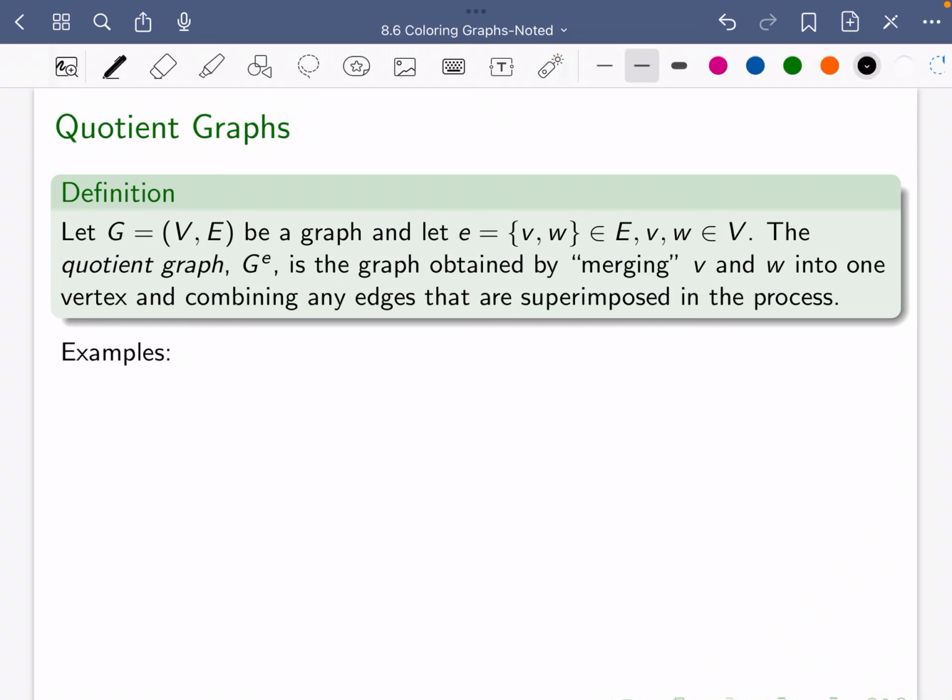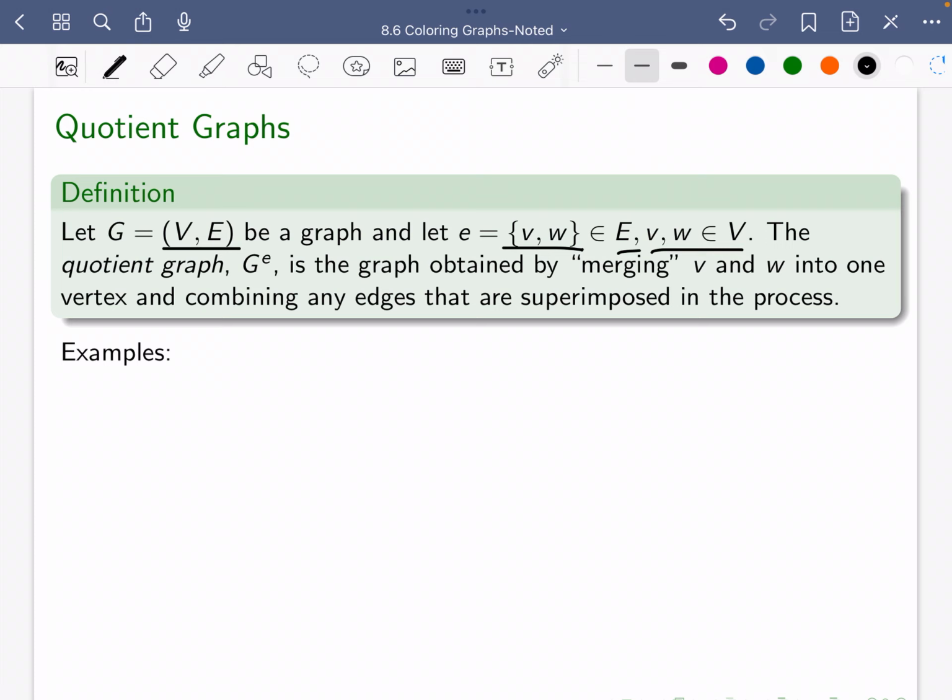In this video, we're going to take a look at quotient graphs and a reduction theorem. Let's define a quotient graph. So let G be a graph on the vertices V and E. Let E be the edge between V and W. That's some edge living in our edge set, and V and W living in our vertex set.